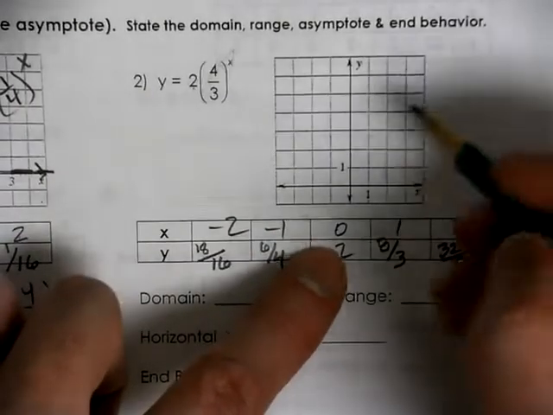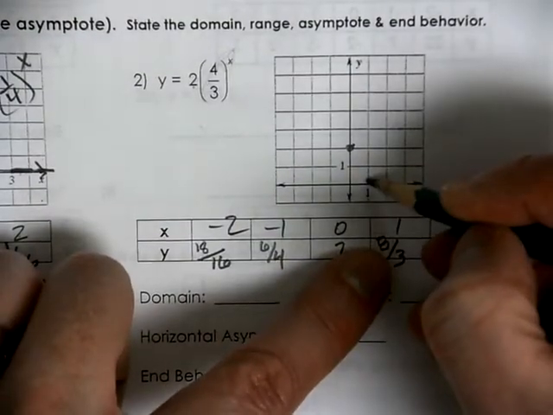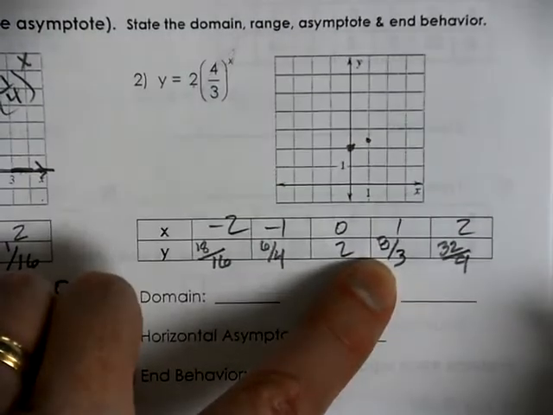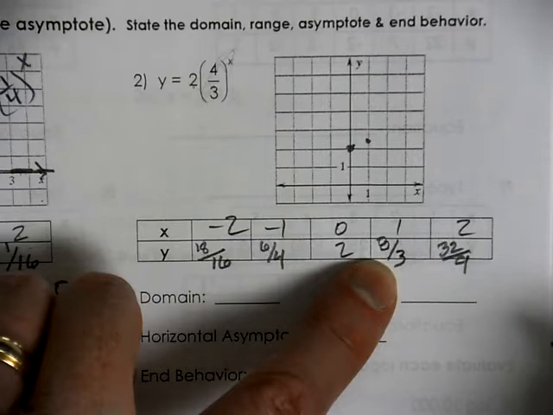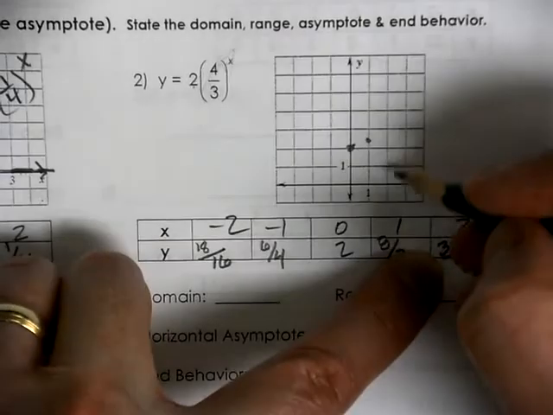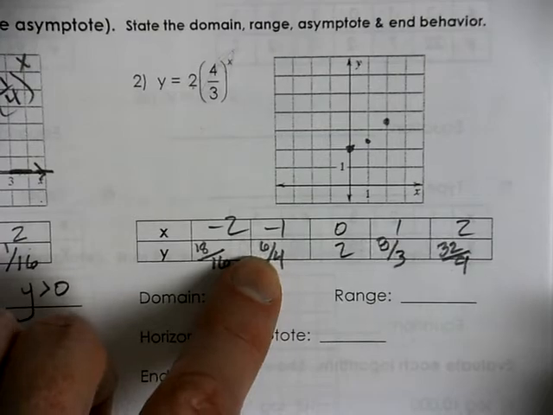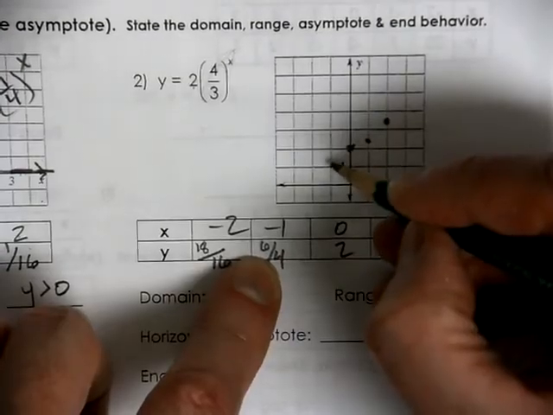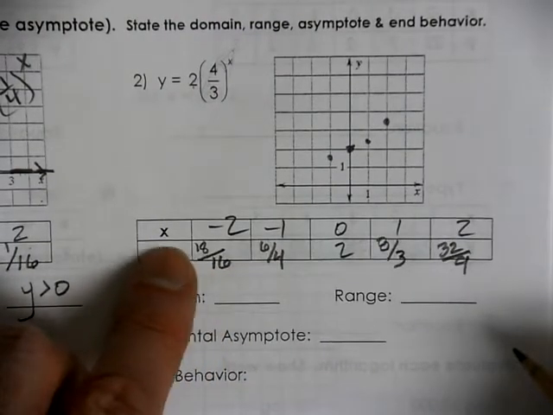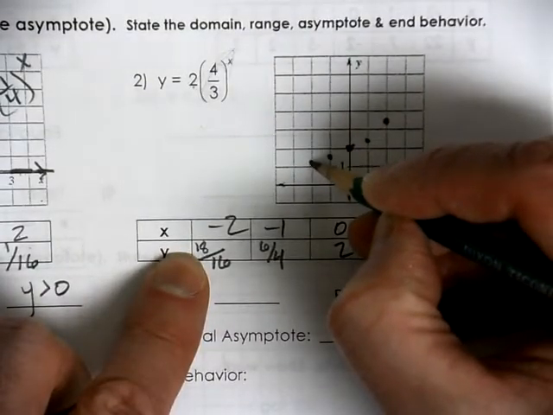All right, let's try to graph some of these. At 0, we're up at 2. At 1, we're at 2 2/3. Doesn't go up very far. This would be 3 with a few left over. Over here, this would be 1.5. This one is going to be 1 2/16. 1 1/8.